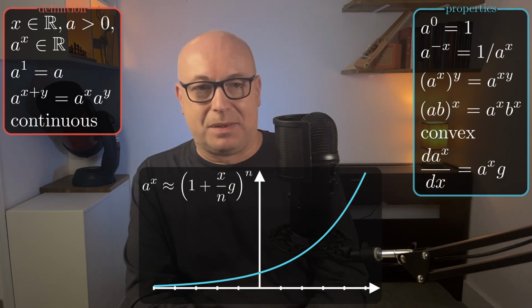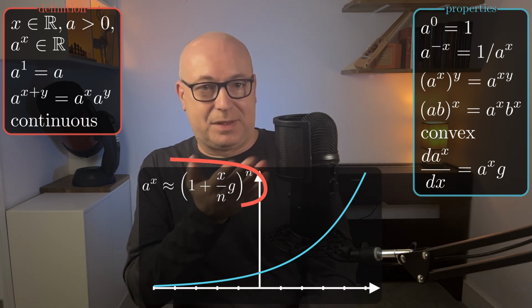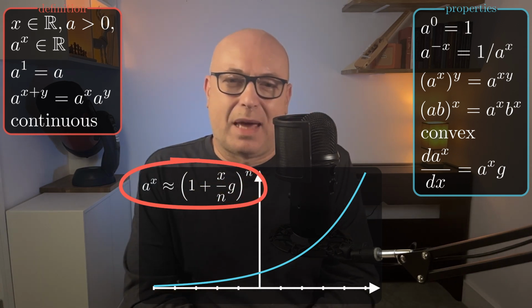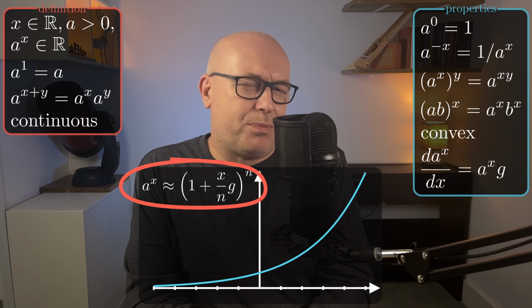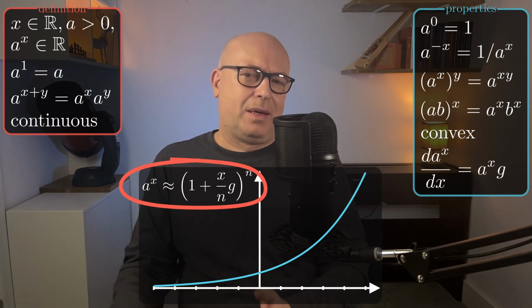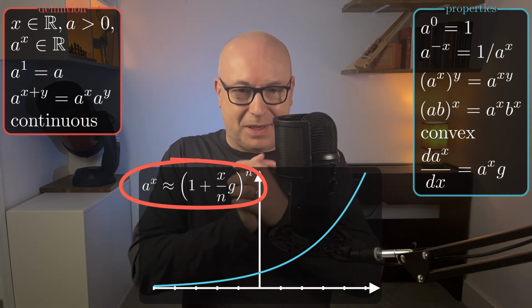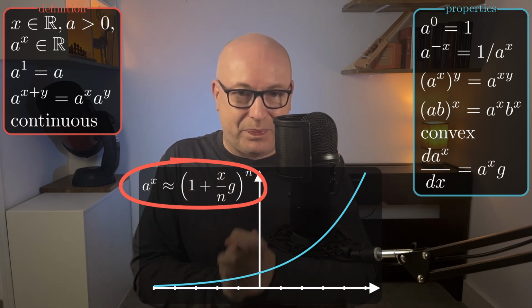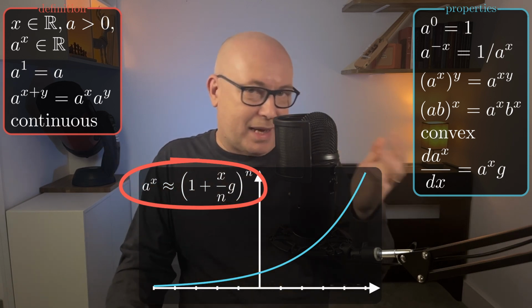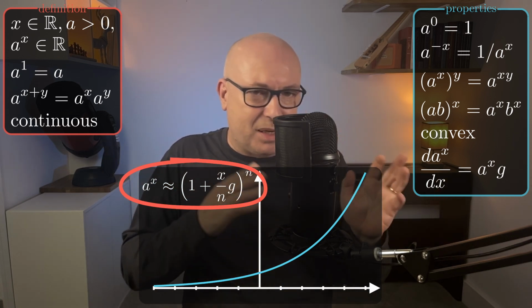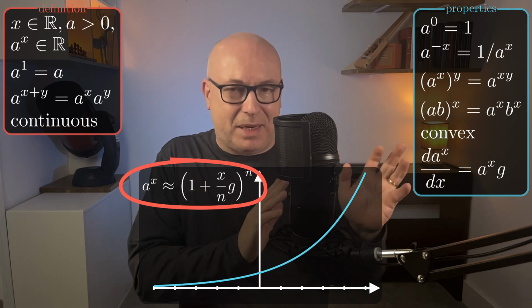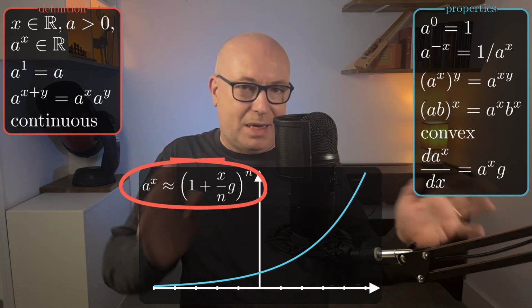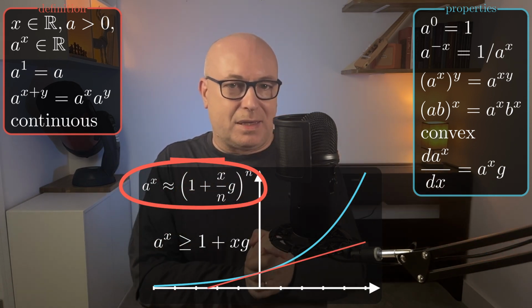Now let's look at this equation. Let's circle it. Can we do better than just saying it's approximately equal? Yes, we can. Again, using the magic of convexity. We can do better than saying a to the power of x is approximately 1 plus x times g. By convexity, it is greater than this, giving a lower bound for a to the power of x.